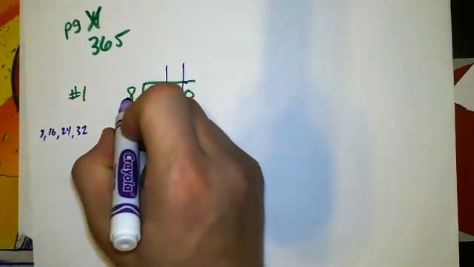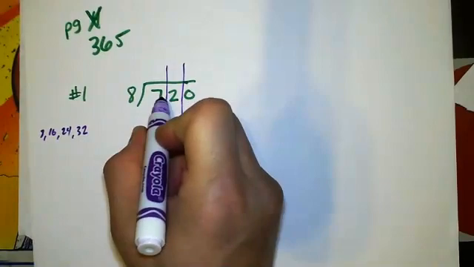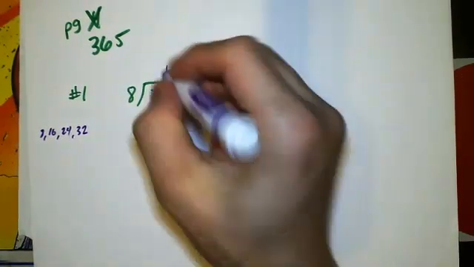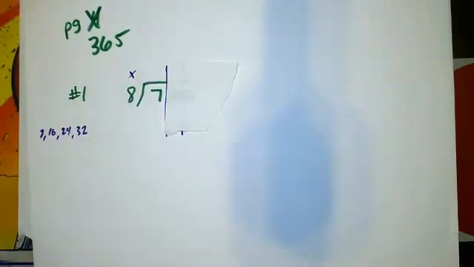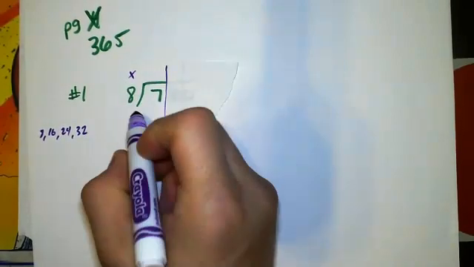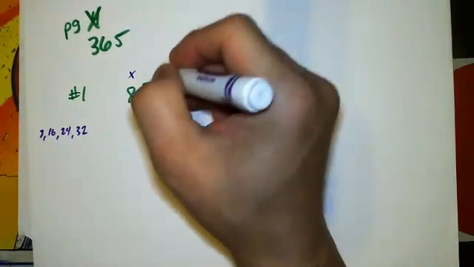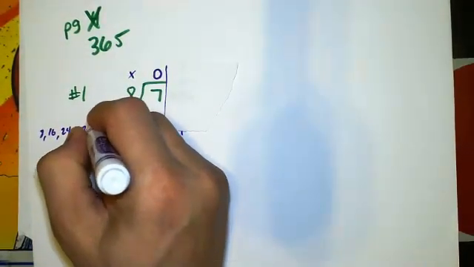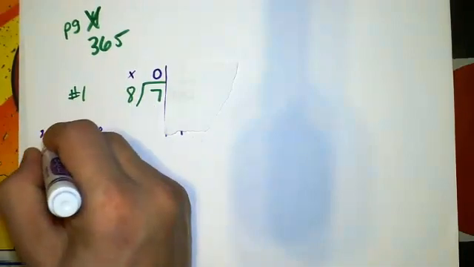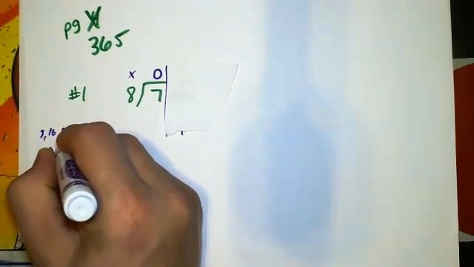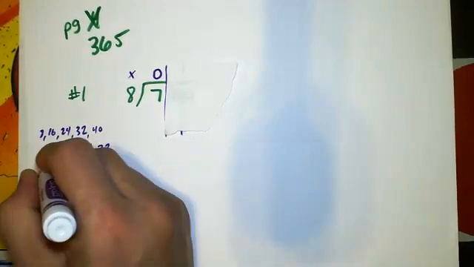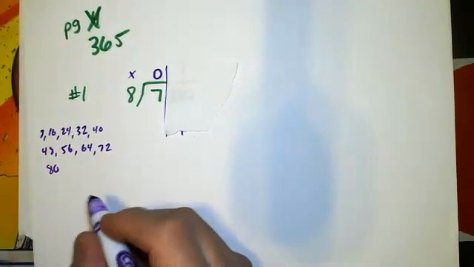I know that nothing times 8 will make 7. Oops, hold on, forgot my paper. There we go. And I'm going to go ahead and put my little multiplication symbol right here. Okay, so nothing times 8 will even get close to that. So I'm going to continue this. So 40, 48, 56, 64, 72, and 80. Okay, so there's all 10 of them.